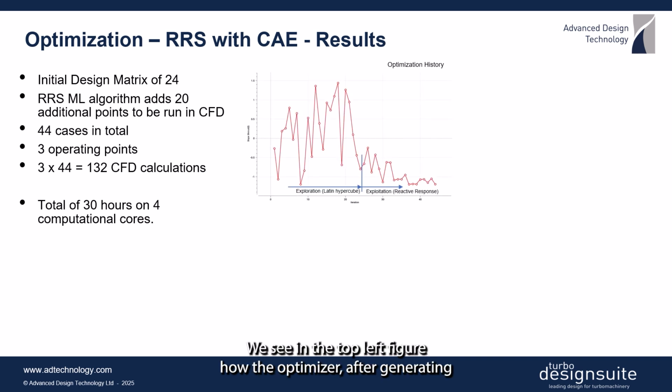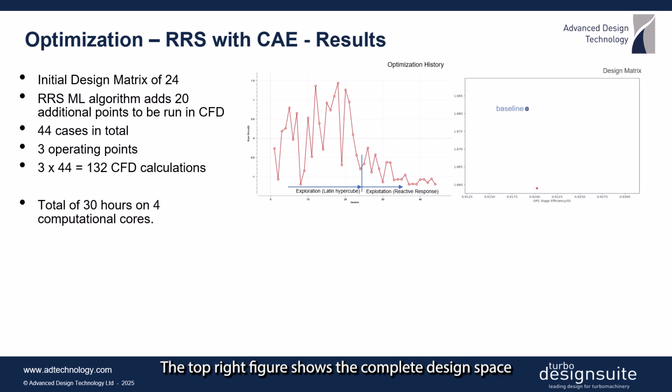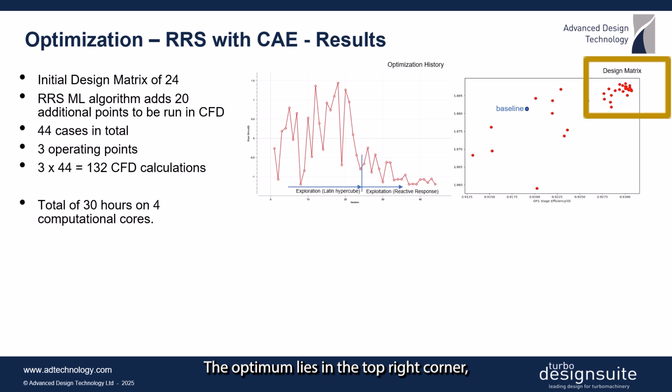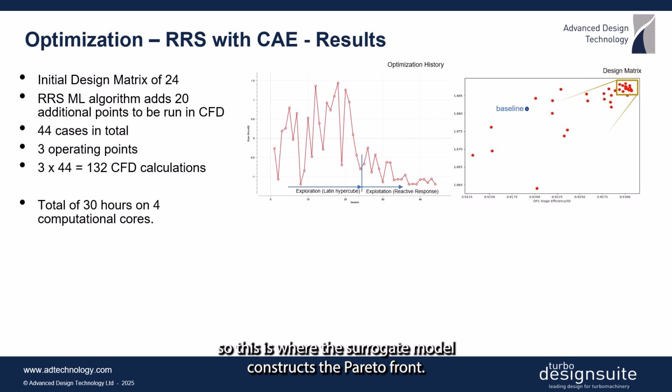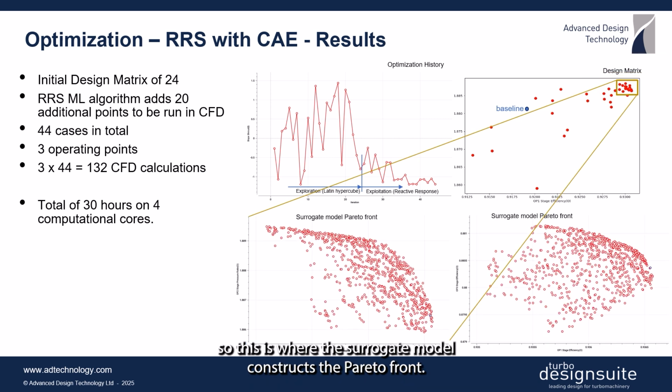We see in the top left figure how the optimizer, after generating the initial design matrix of 24 candidates, homes in on the optimal. The top right figure shows the complete design space for 2 of the 3 output objectives. The optimum lies in the top right corner. So this is where the surrogate model constructs the Pareto front.